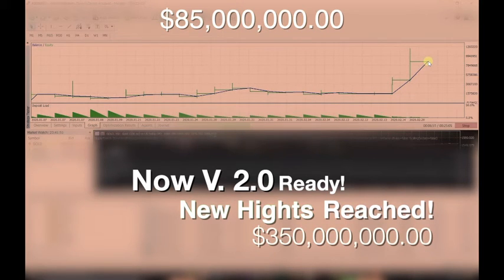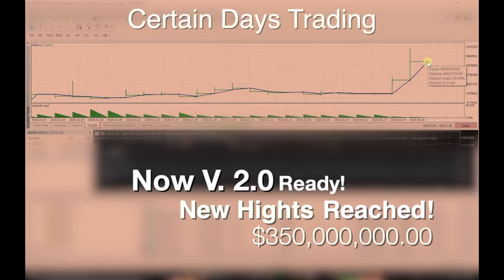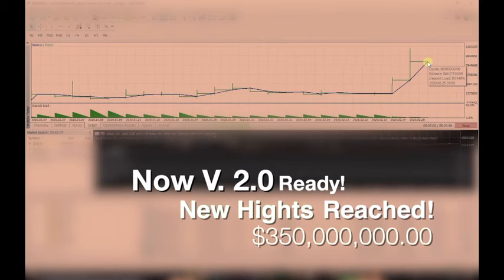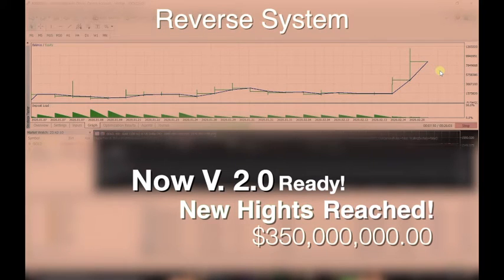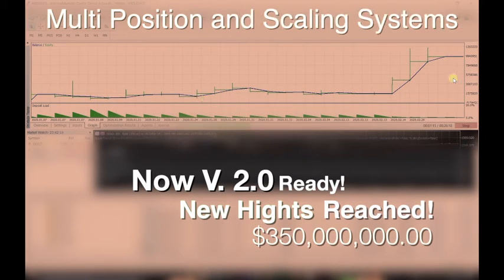So anyway, now we do have other systems in position that will control the risk. We disable and enable certain days, because we see that on certain days it's not good to trade. We also have a reverse system in place. Now, I want to talk to you a bit more about the multi-position and scaling system. Now, what is the multi-position and scaling system?